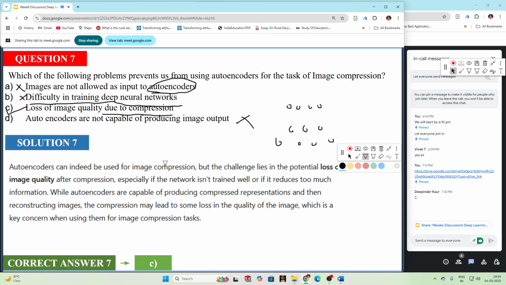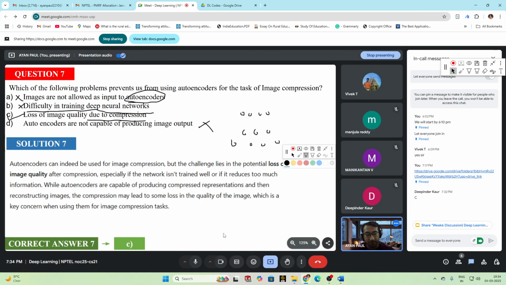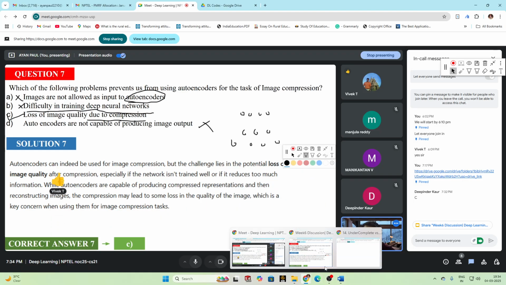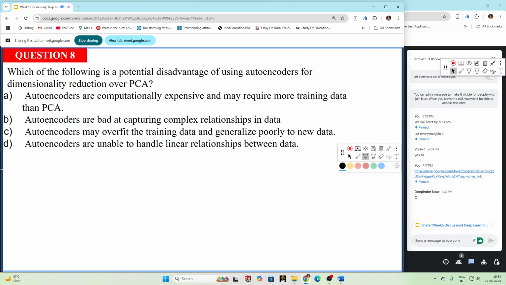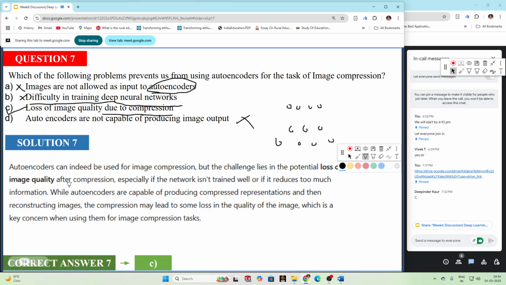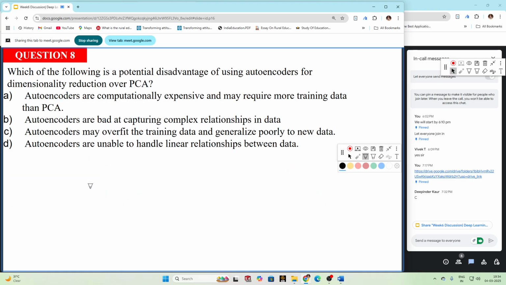So this is regarding question number 7. Is it clear to all of you? Now question number 8.